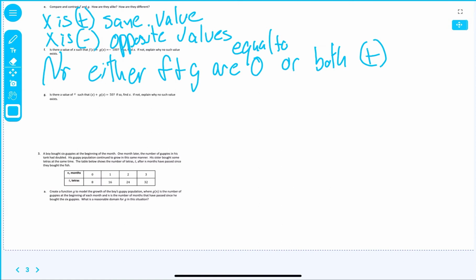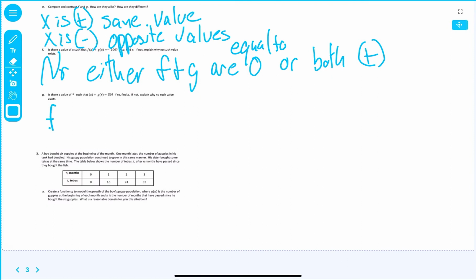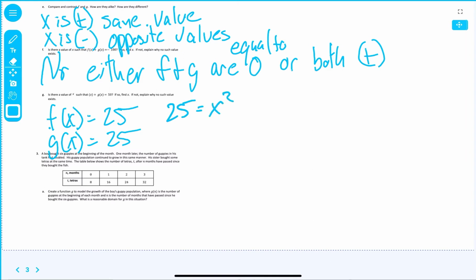Each one would need to equal 25. So 25 is equal to x squared, and 25 is equal to x times the absolute value of x. Well, square root both sides. x is equal to 5.